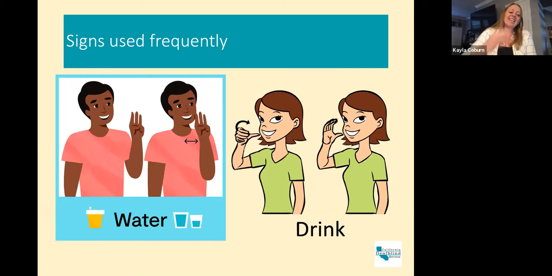Next is water and drink. Again, these are two where it just depends on which one is more beneficial for your child. Water, you're doing a W with your hand and putting it on your chin, and then drink, you're holding a glass and drinking from it.